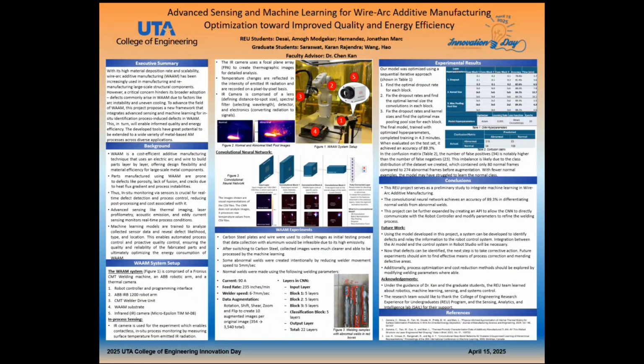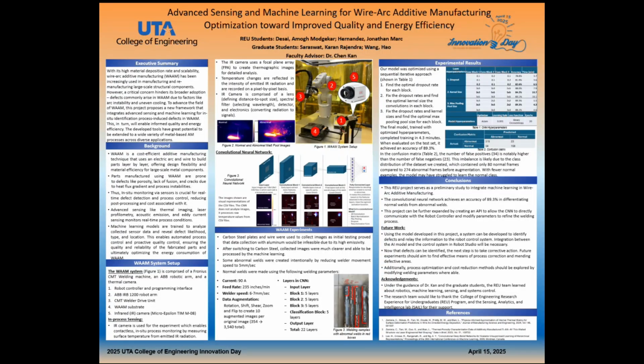Hello and welcome to a brief overview of advanced sensing and machine learning for wire arc additive manufacturing optimization towards improved quality and energy efficiency. So wire arc additive manufacturing, or WAAM, is a manufacturing technique that deposits metal in layers similar to 3D printing, but uses a technique of welding known as CMT, or cold metal transfer, which is functionally very similar to MIG.